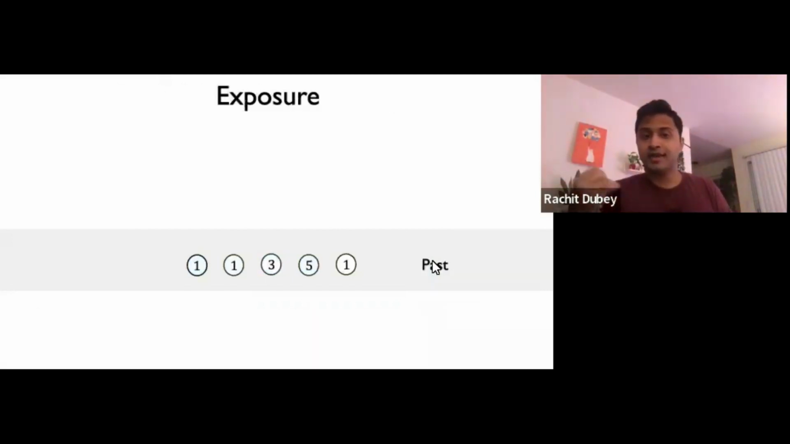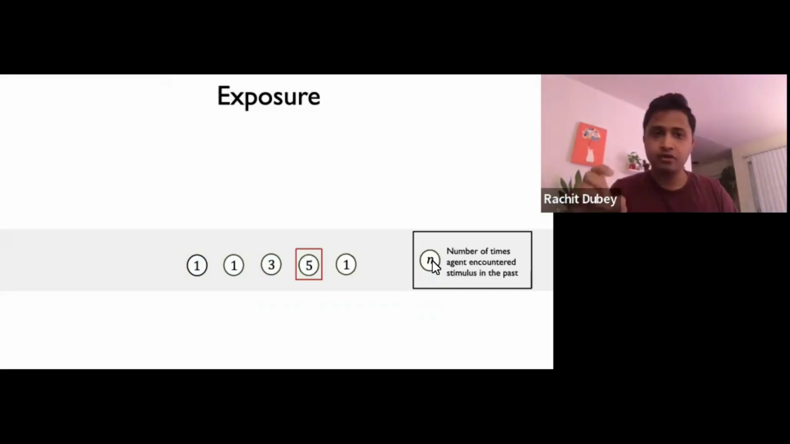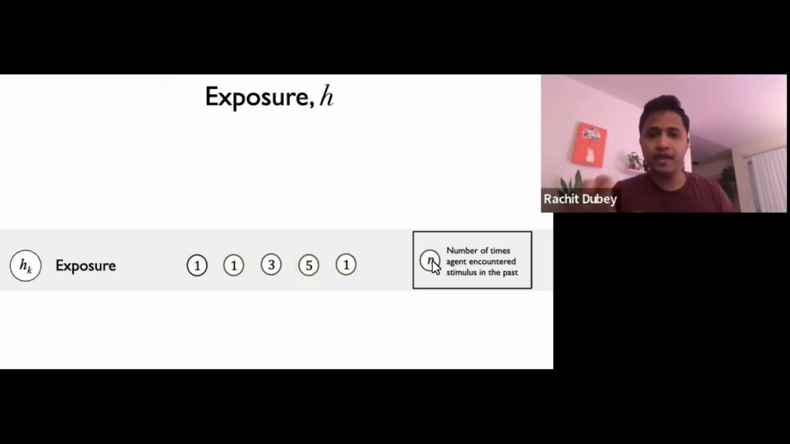Now, the agent also has a past where it has encountered some stimuli more than others. Here you see the stimulus in the red box has been seen more times in the past by the agent. We call this exposure. That is, the number of times the agent has seen a stimulus in the past. Also, to be clear, when I'm saying that the agent is encountering the stimulus, I also mean that it gets access to the correct response or the responses to that stimulus.